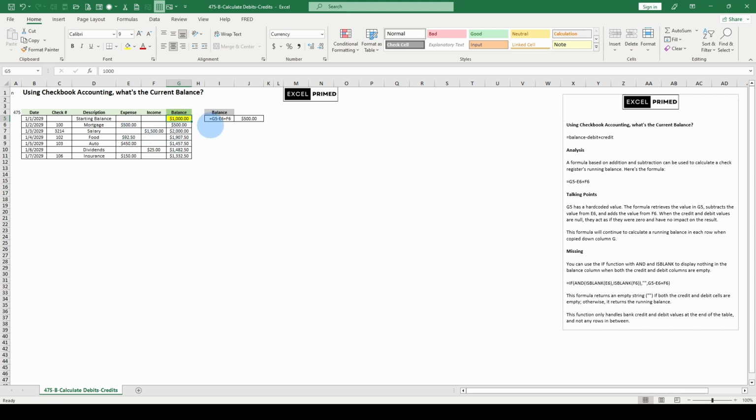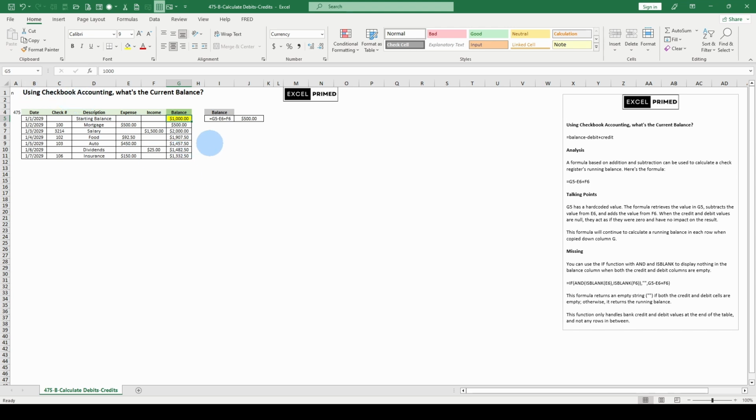We have an expense. All we have to do is enter this formula: G5 minus E6 plus F6. In other words, if we have a blank, we're not going to be able to add anything. So G5 is our beginning. We have to manually input this in. You have to have a starting balance. And from there, it's just pluses and minus. No trickery there. Hence, checkbook accounting.